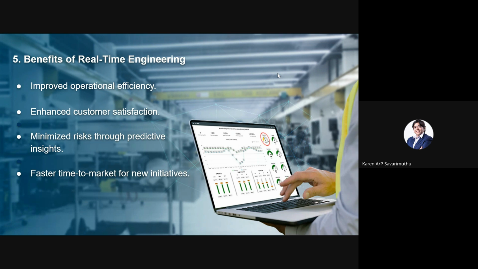All right, and how can we minimize risk? Okay, so you see, we cannot eliminate risk, but we try to minimize your risk through predictive insights, right? Sometimes things happen. It's not in our hands, but you can minimize it. You can reduce it. So how do you reduce it? Because you already know this particular part or this particular component will actually last you for about 3 years to 5 years.